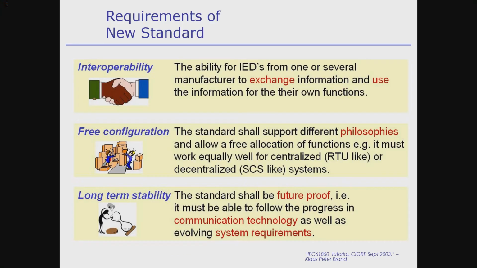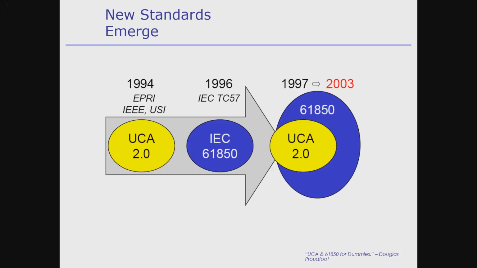And also long-term stability. This is very important for power systems, because people don't want to change things every 5-10 years. Power systems, they want to stay stable for a long, long time. So this is why the communication technology was not touched. So we ended up using the standard networking 7-layer model. Okay, so this is how it started.